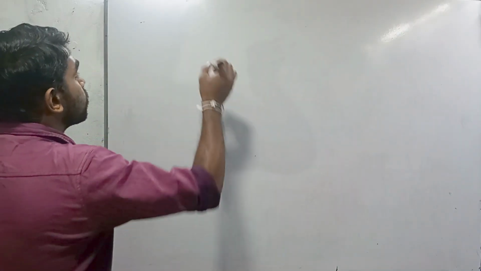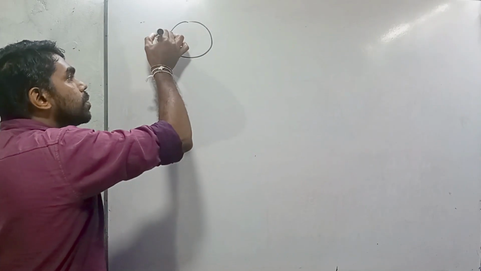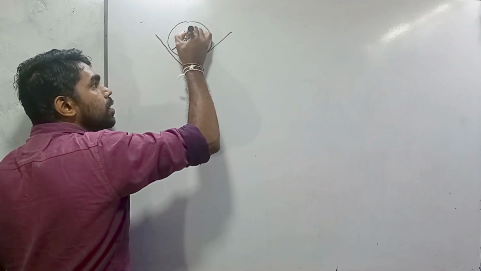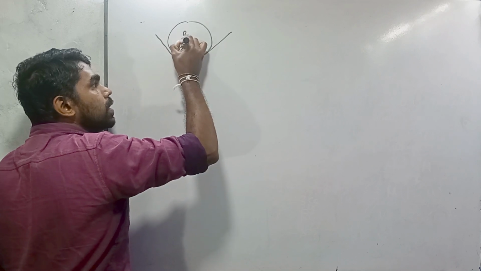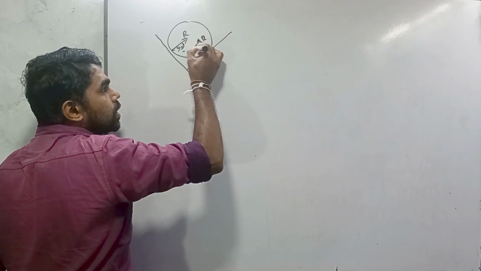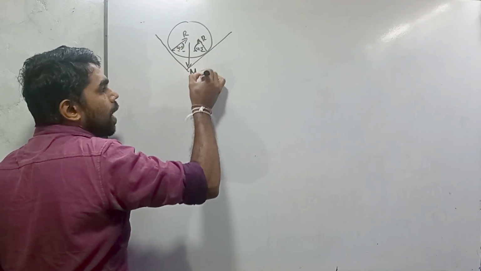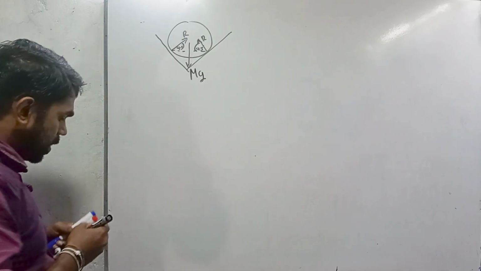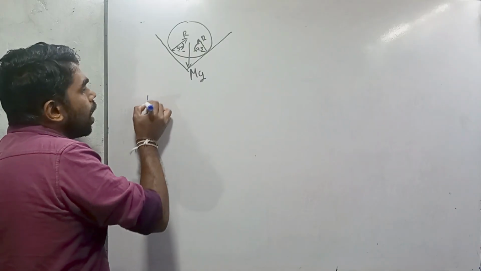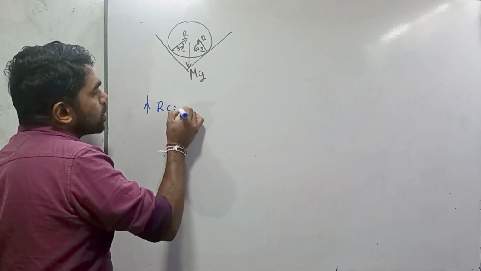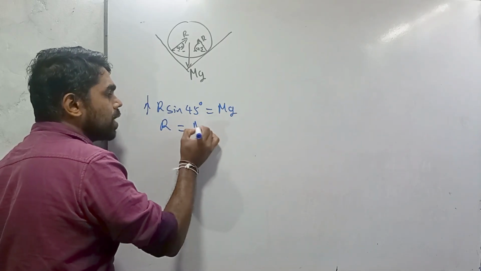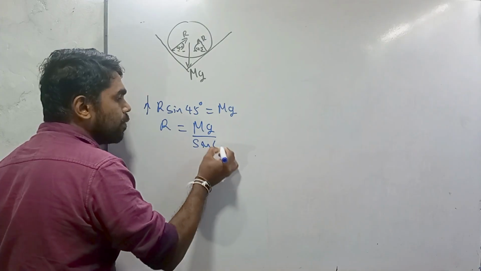I will consider forces on cylinder. There is a reaction. This angle is 45 degrees. Same thing, reaction, this angle 45 degrees. Weight of the object, capital Mg. Then we can consider vertical equilibrium of this cylinder. Upward force R sin 45 should be equal to Mg. We can get R value is Mg divided by sin 45.